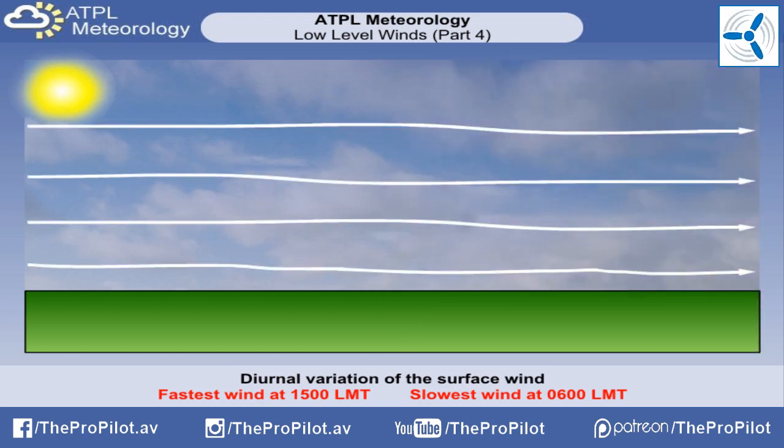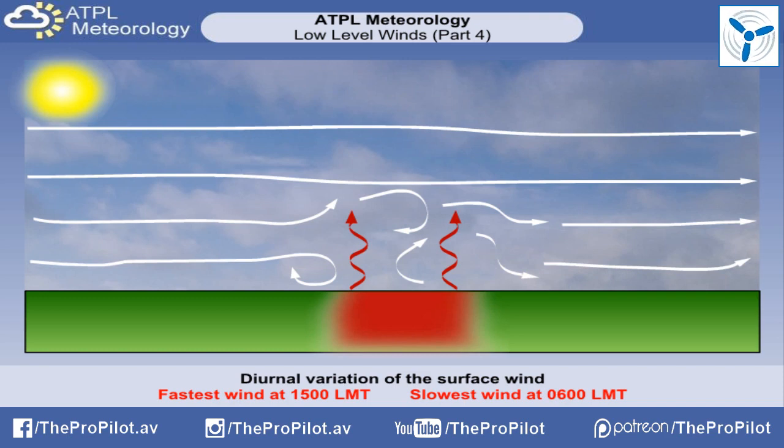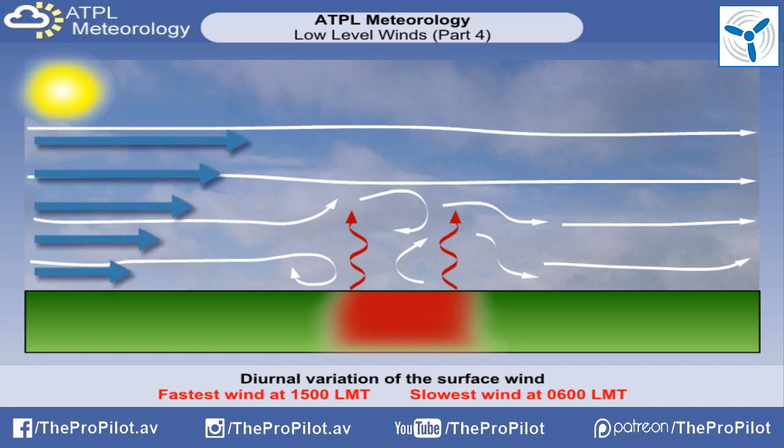Let's look at the situation during the day. In the diagram shown here, we can see thermal heating is causing more mixing and turbulence. Notice that the mixing is causing the faster winds to interact with the slower surface wind. This will cause the surface wind to be stronger and gustier than usual.